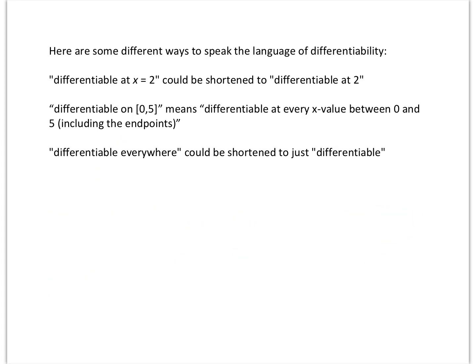Here are some different ways that we can speak the language of differentiability. Differentiable at x equals 2 can be shortened to just differentiable at 2. Differentiable on the interval from 0 to 5 means that it's differentiable at every x value between 0 and 5, including the endpoints. And differentiable everywhere can be shortened to just differentiable. If you say a function is differentiable, what you mean is at every point on its domain, it is differentiable.